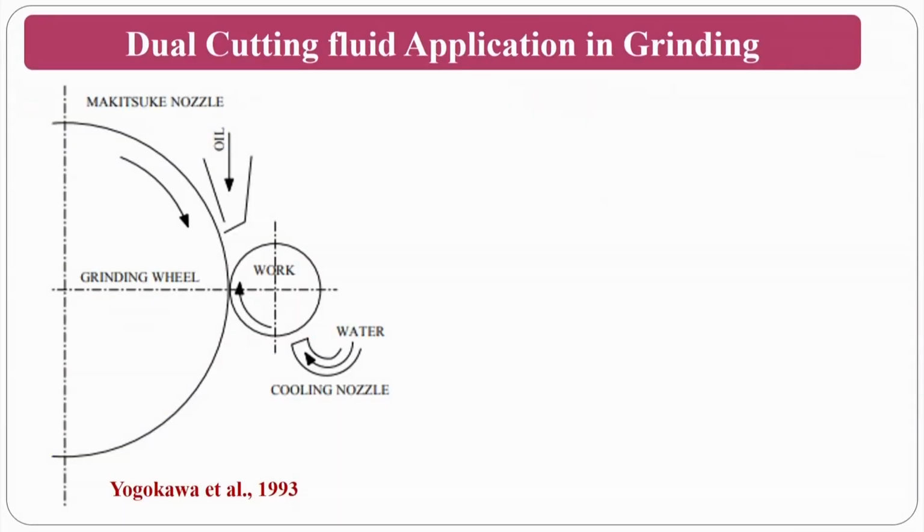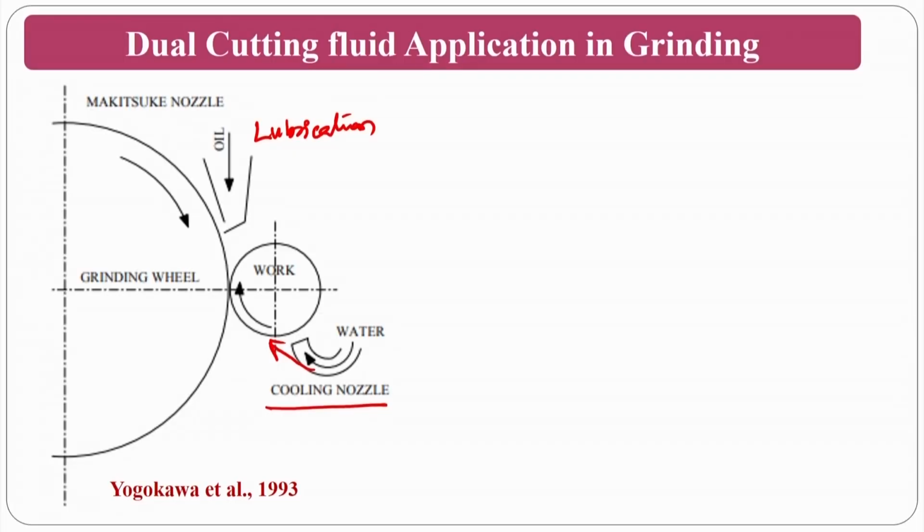So, dual cutting fluid application, as I said: on one side, people can apply a water-type cutting fluid because the temperature generation is very high. On the other side, you can use an oil-based fluid because you need lubrication. The oil is used for lubrication, and here you are using the cooling nozzle. So you can use these multiple jets and get the maximum, or better, output.